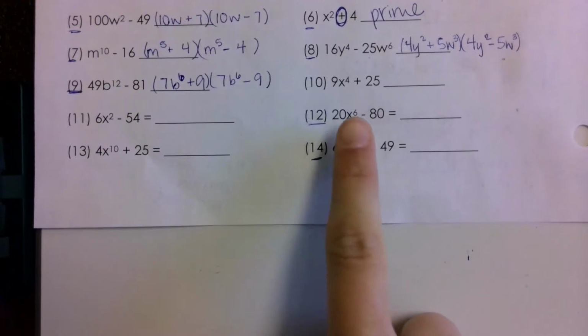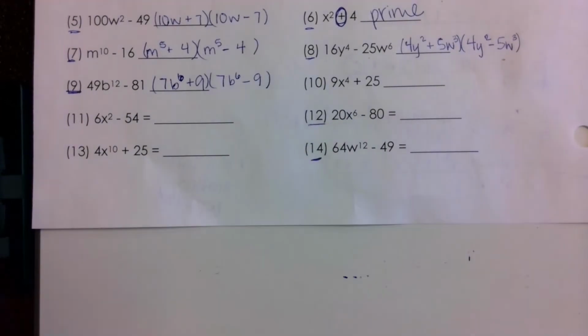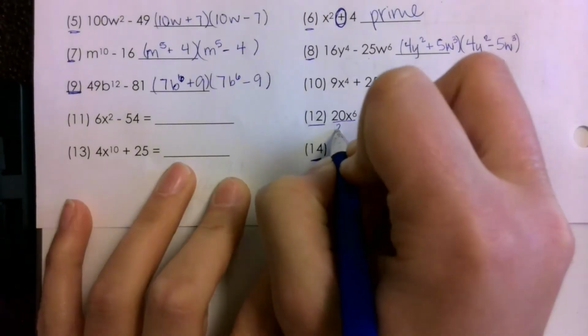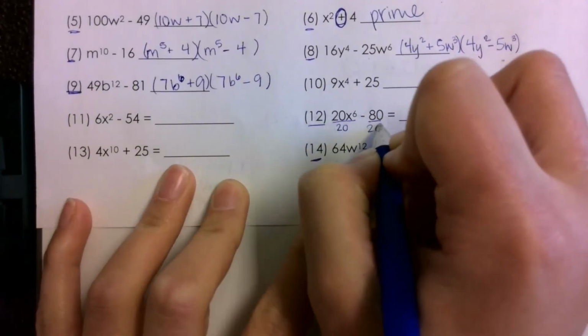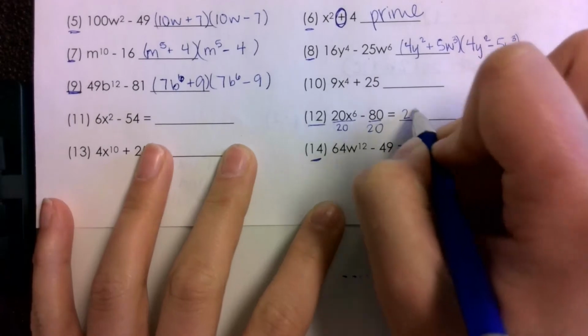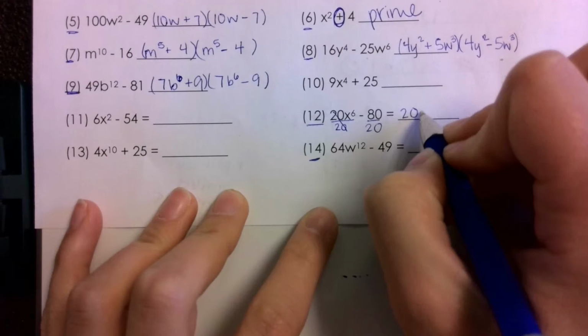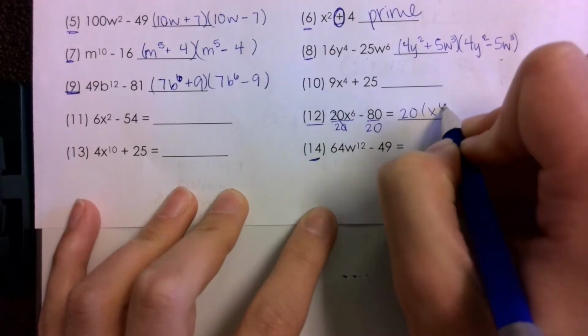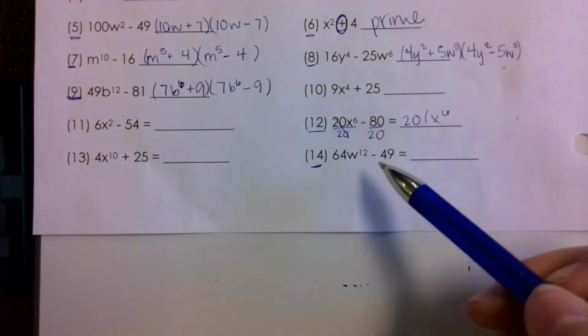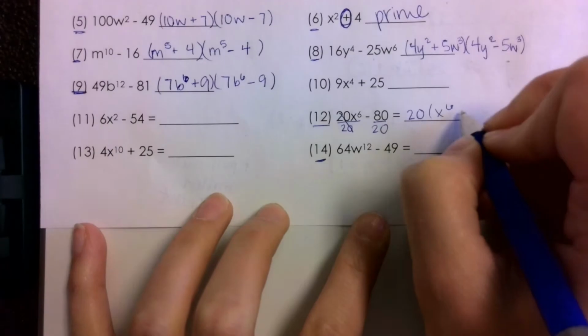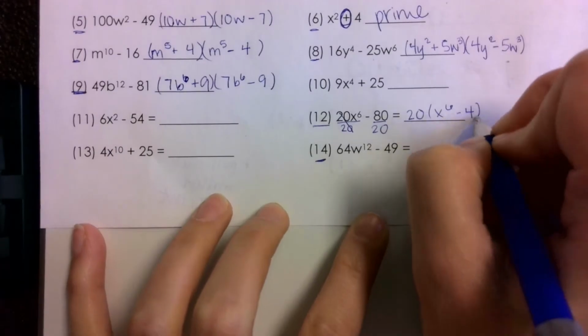Anything else? 20, right? So let's divide both by 20. That's going to be our GCF. So we'll have 20 on the outside, and then 20x to the 6th divided by 20 is just x to the 6th. Then what's 80 divided by 20? So we'll have minus 4 inside our parentheses.